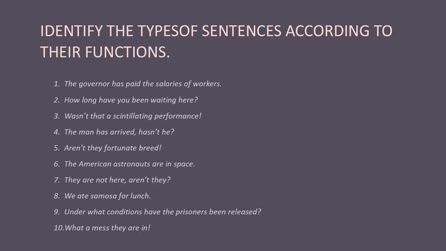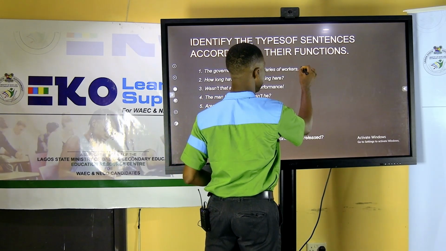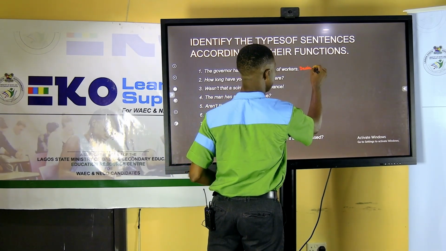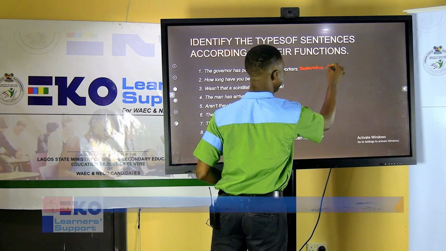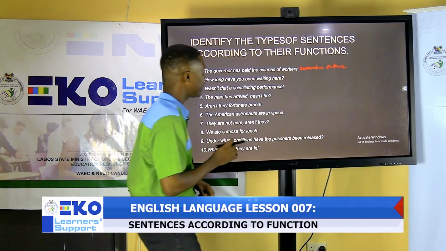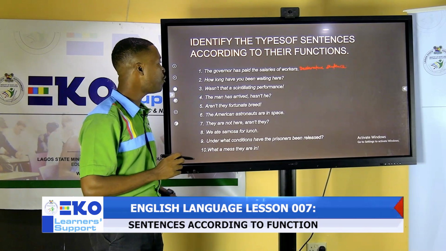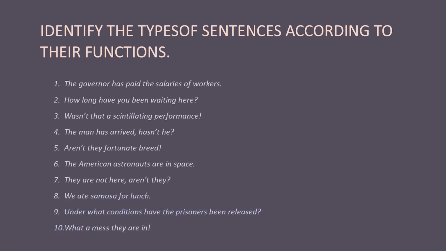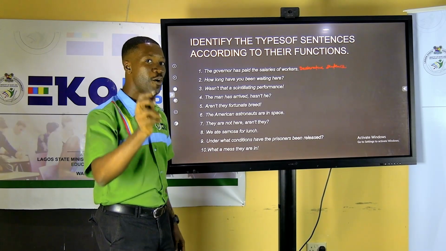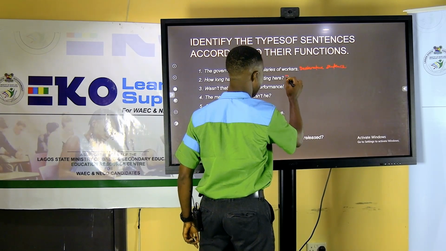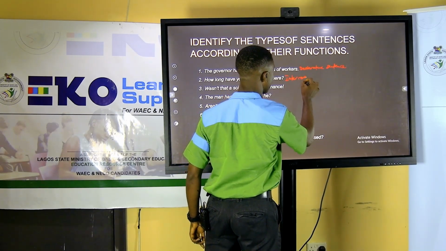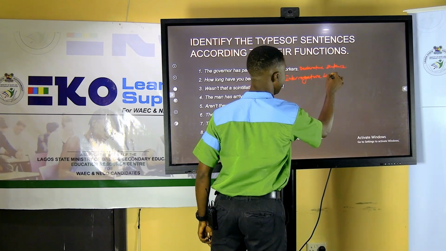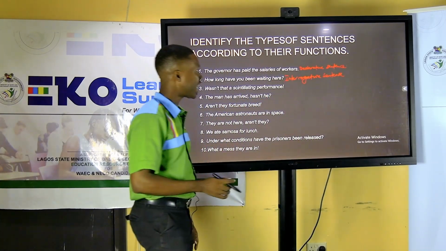The governor has paid the salaries of workers. What kind of sentence is this? Can someone identify? Yes. It is a declarative sentence. Beautiful. Very good. The next one. How long have you been waiting here? Can you identify what type of sentence this is? Beautiful. Good. It is an interrogative sentence. You're catching up well.